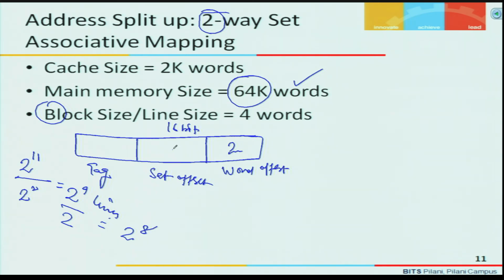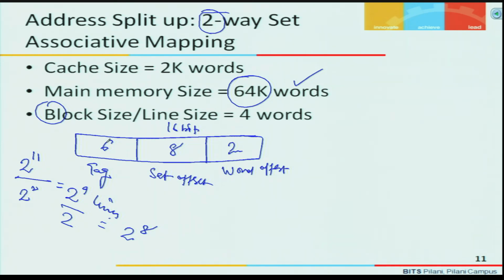So, 2 raised to the power 8 means I need 8 bits to uniquely identify one set, from 0 0 0 all 8 bits to 1 1 1. Now how many bits are left? 8 plus 2 is 10, total 16 bit address, so 6 bits for the tag. So, this is the address split up for the two-way set associative mapping. Now the mapping will be from main memory block to the set, and within the set that block can go in any line, depending upon the availability of the line, whether this line is free, meaning no block of the main memory currently resides in that line.